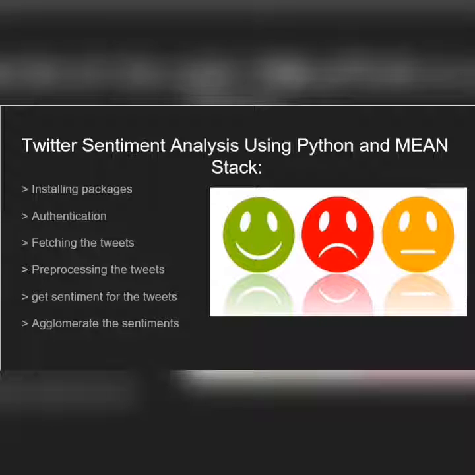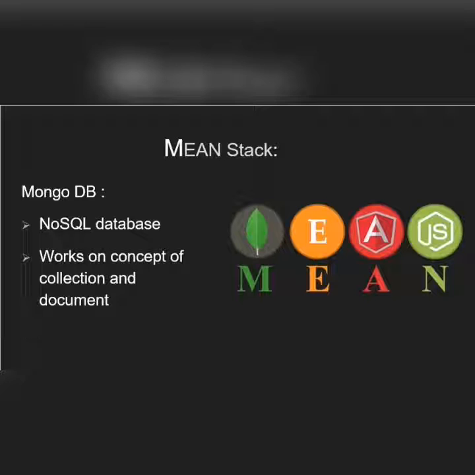Make a GET request to the Twitter API to fetch the tweets for a particular query. Parse the tweets, classify them as positive, negative, or neutral, and collect the results to see what is the general opinion regarding the same. So let us briefly look at what is the MEAN stack. In MEAN stack, first comes MongoDB. MongoDB is a NoSQL database which works on a concept of collection and document. It allows us to maintain JSON-like structures where we store our data.